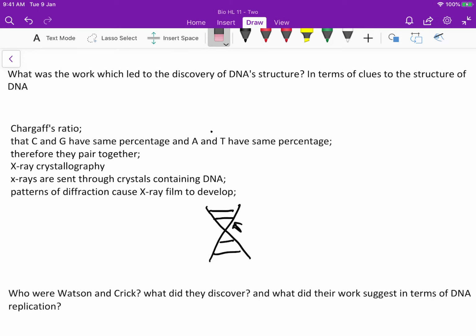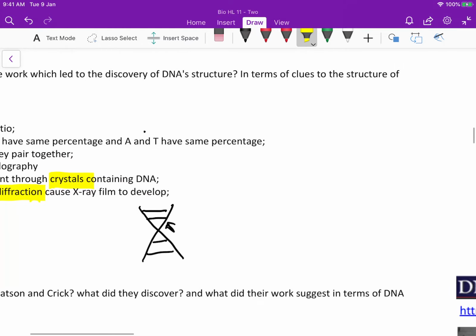So, yeah, that's just a quick summary then. Chargaff's ratio, C and G having the same, A and T having the same. X-ray crystallography, by sending X-rays through. DNA doesn't actually crystallize very well. It doesn't really form regular repeating crystals, but it was good enough that they could get the shape of it, and it was using the same technique. And so this was also diffraction, because as they go through, they kind of spread out. So the diffraction caused the X-ray film to develop.